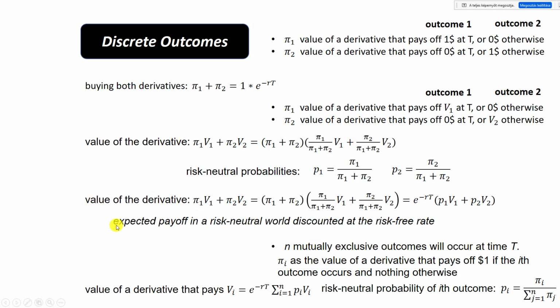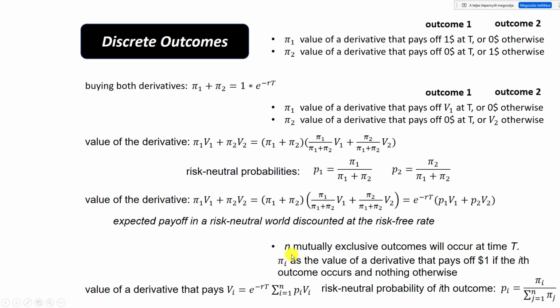Okay, so we have this. So this is the expected payoff in a risk-neutral world, discounted at a risk-free rate. So this is the risk-free rate. This is where we are doing the discounting. Still, we don't have any kind of risk at all. Just this money is paid with this probability and that probability.